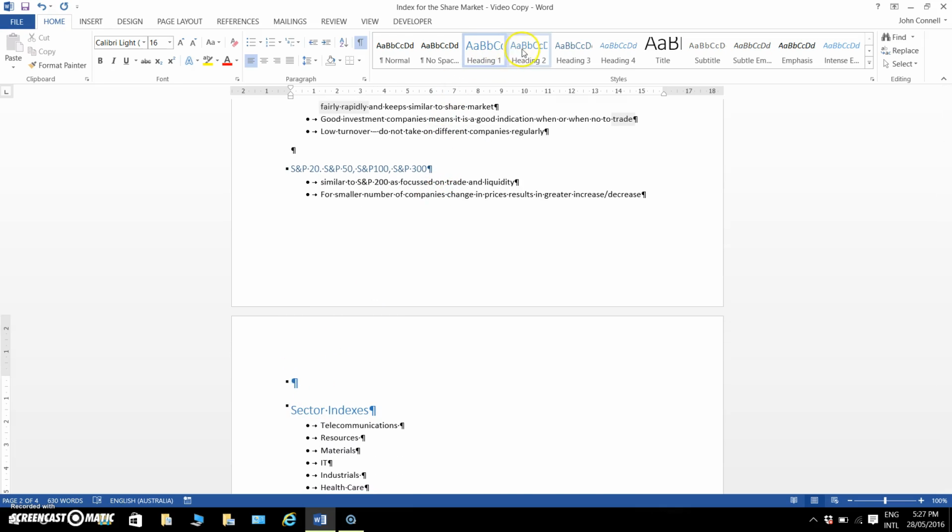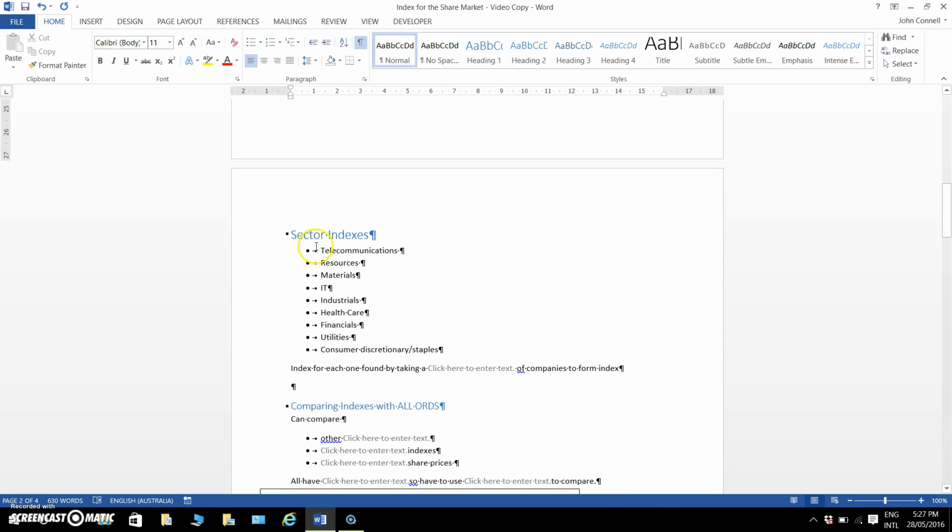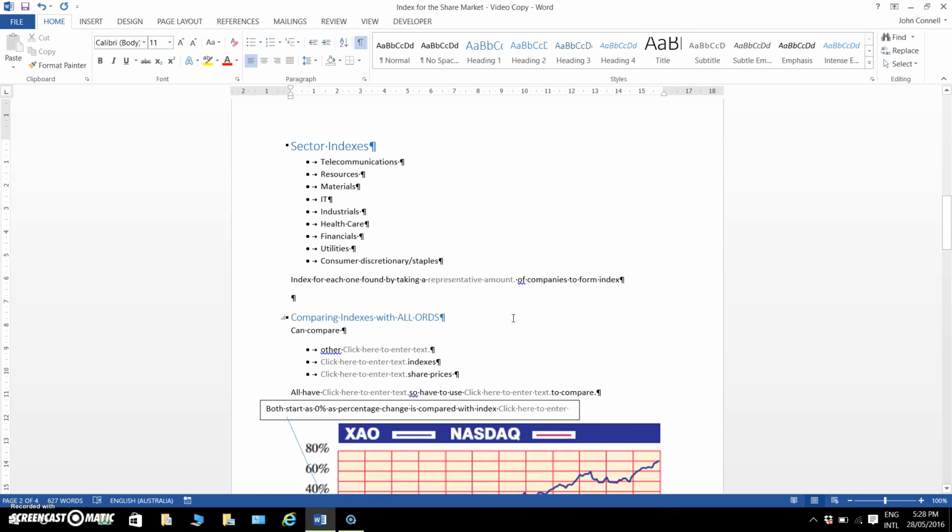So moving on, there are a number of different sectors within the market, as you should know by now from your investigation, and they're listed here. For each sector they have an index, and the index for each one is found by taking a representative amount of companies from that particular sector, which is then used to form the index. So we can have sector indexes, or we can have indexes for the entire market.